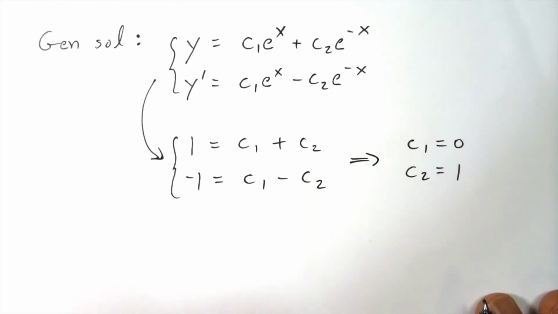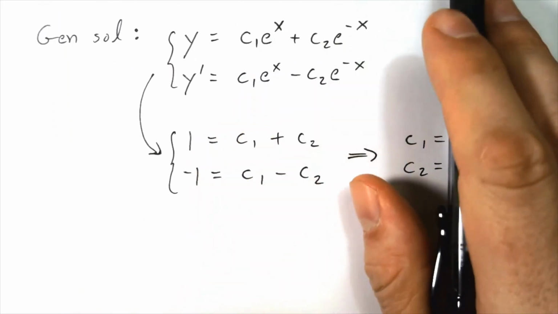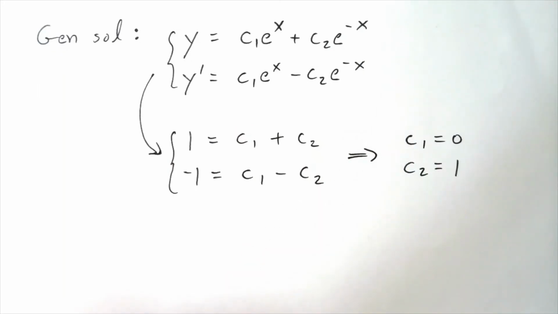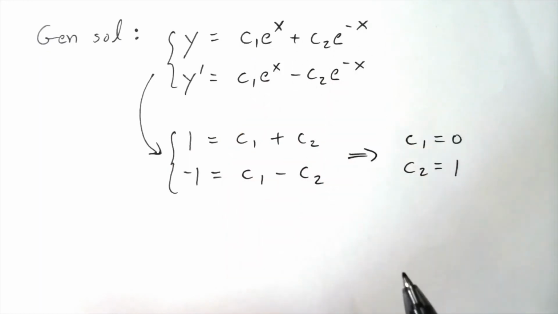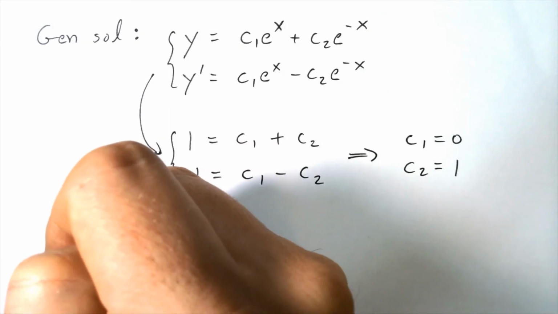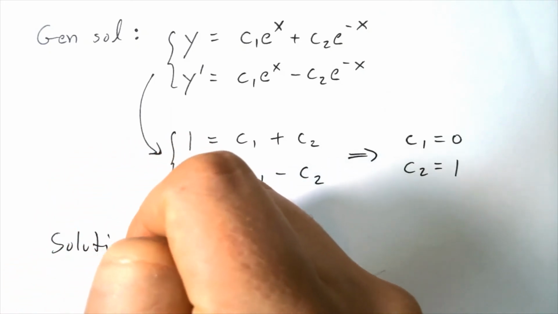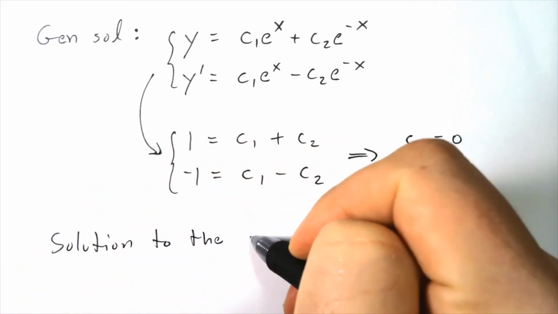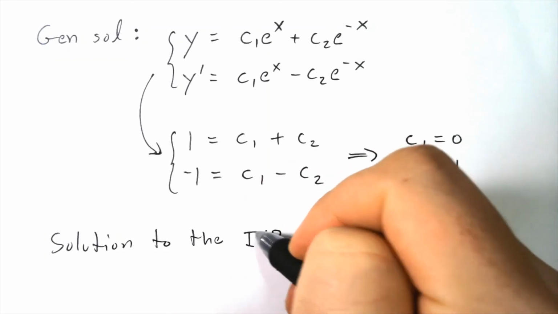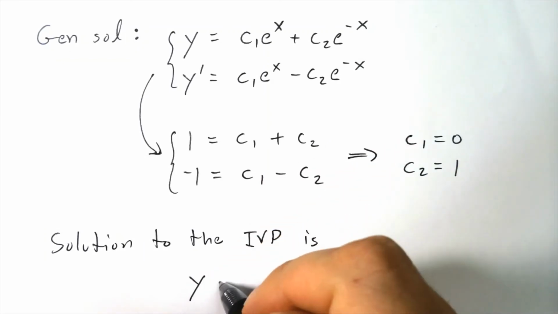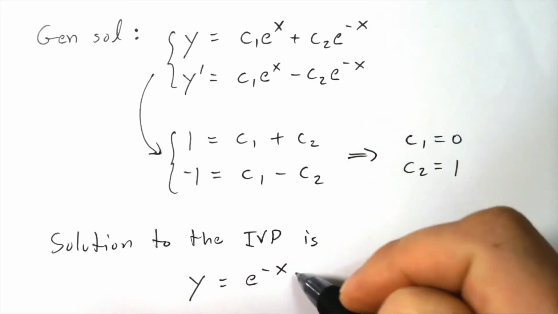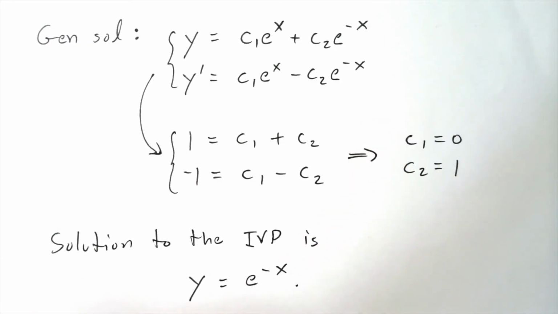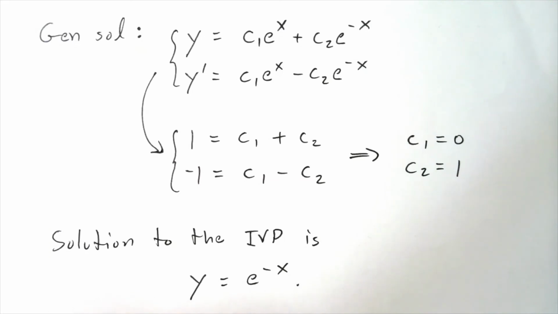Now we can take our general solution and write down a particular solution that solves those initial value conditions. Plugging in 0 for c1 and 1 for c2 tells us that the solution to the initial value problem is e to the negative x. So that's it.